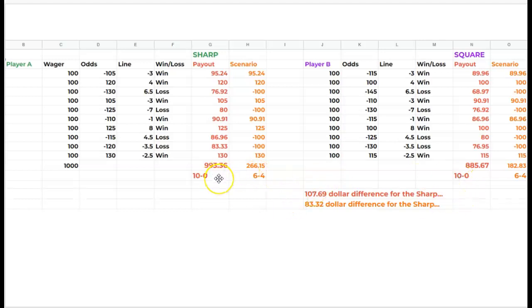You can see here, both players won each game. The square and the sharp. The sharp still came out about $107.69 ahead, because of the odds line. So for example, this one here, you got minus 105 with the sharp. The square got minus 115. This one here, you got plus 120. The square got even money at 100. This one here, minus 130 for the sharp, and the square paid minus 145.